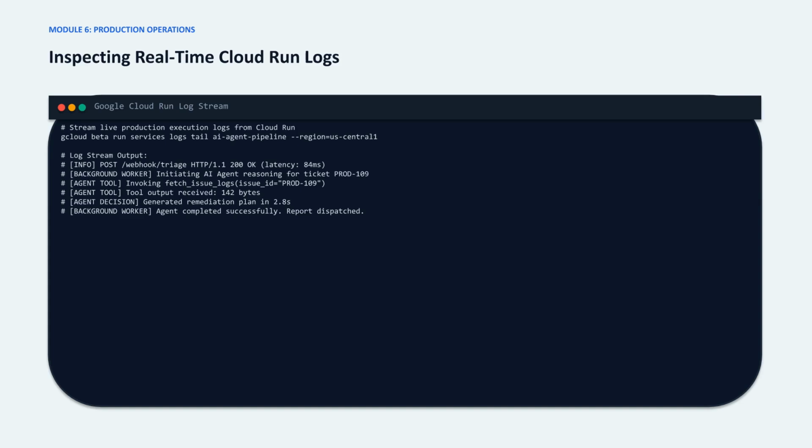In this video, we'll look at how to inspect your real-time Cloud Run logs. You can use the gcloud CLI tool to tail the logs from your deployed AI agent pipeline, allowing you to monitor execution steps, tool invocations, and agent decisions as they happen in production.